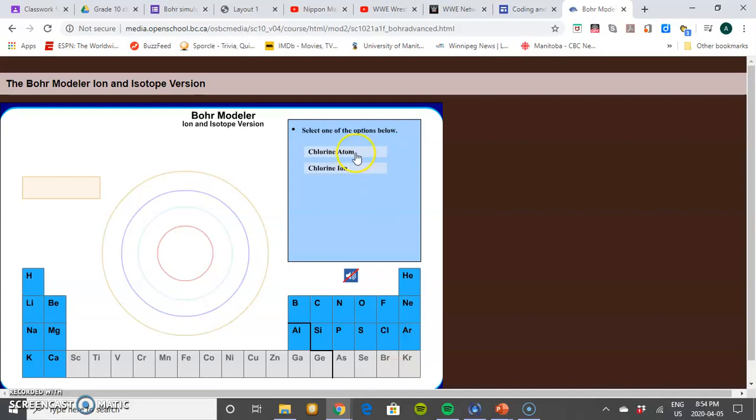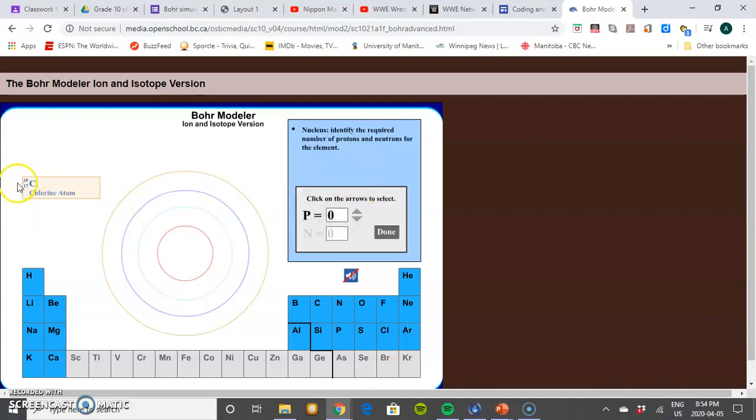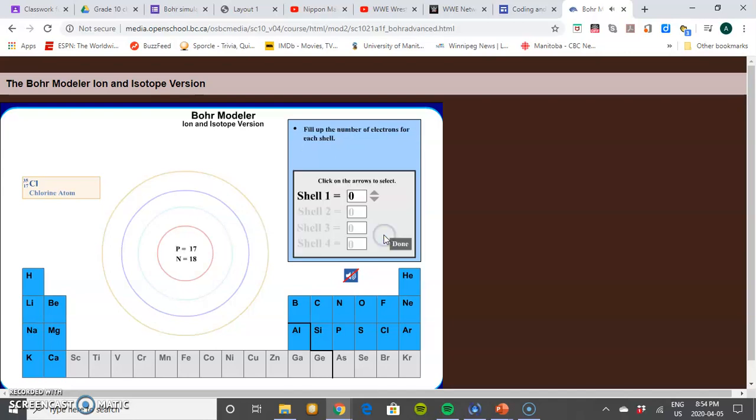One more, we're going to do chlorine. Chlorine's atomic number is 17, so it has 17 protons. And then it has 35 minus 17, which is 18 neutrons. Because it has 17 protons, it's also going to have 17 electrons.